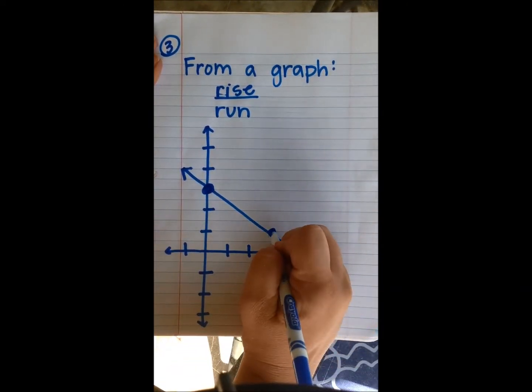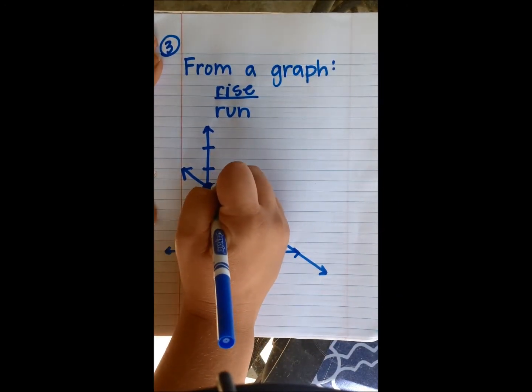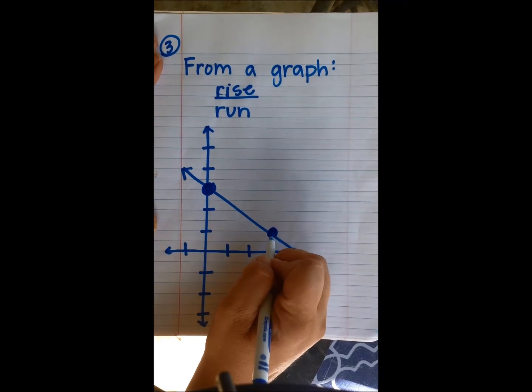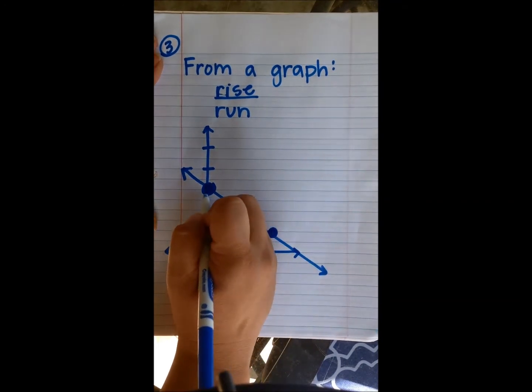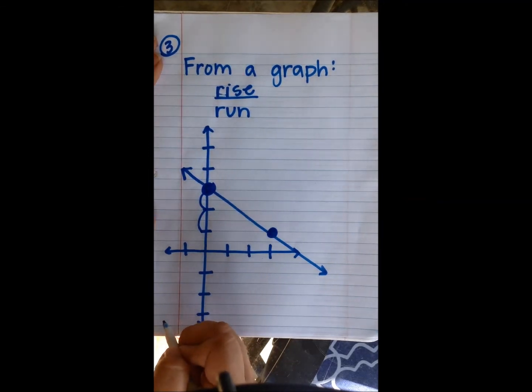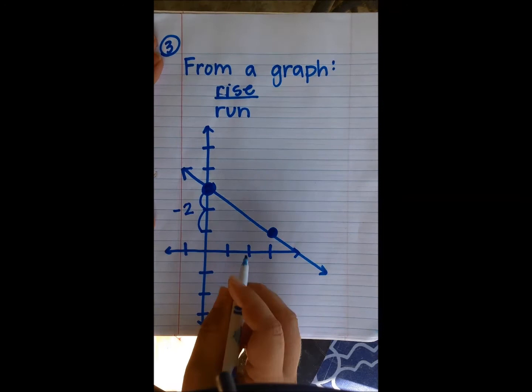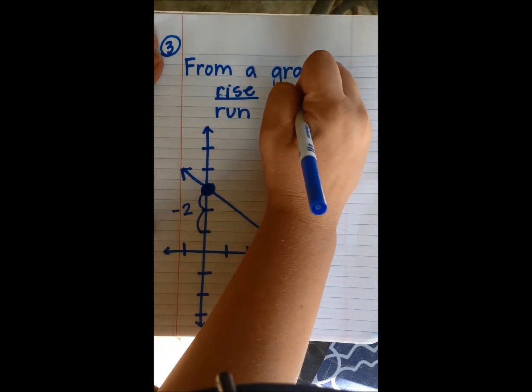I always tell my students to start with the point on the left, so I'm going to start right here. And to get down to the next point, I have to go down 2 units. And since we went down, that's going to be a -2. That's our rise because we went up and down.